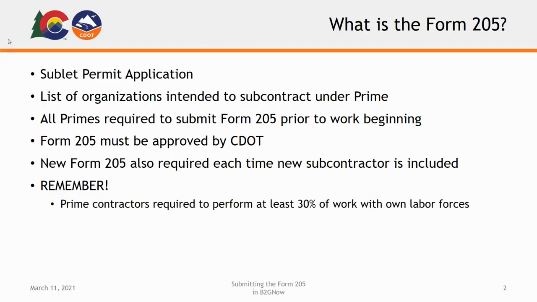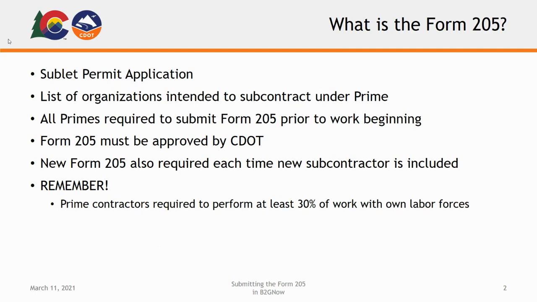The sublet permit application form, or Form 205, is required anytime the prime contractor or one of their hired subcontractors makes an agreement to sublet with an individual, firm, corporation, or other legal entity to perform part of a CDOT contract. The Form 205 communicates to the project engineer and regional civil rights officer a request of those entities that are intending to enter into subcontracts under the prime contractor for the listed CDOT project.